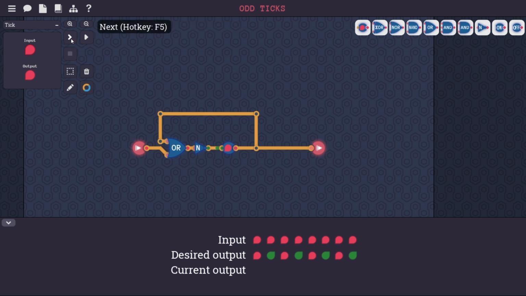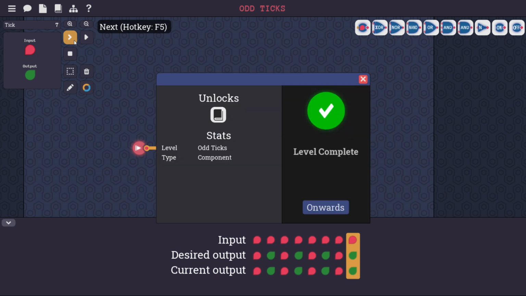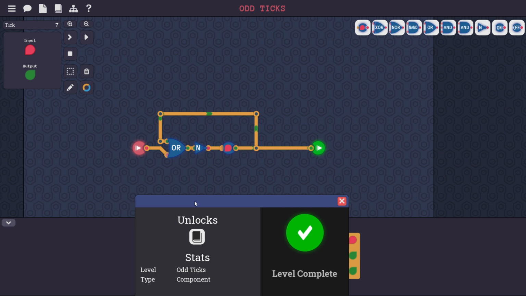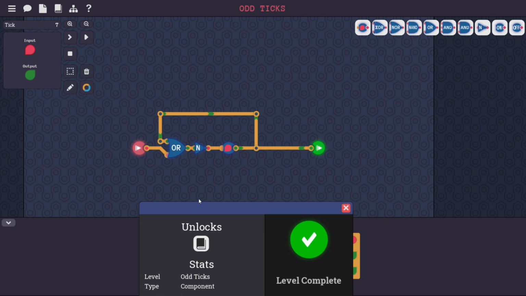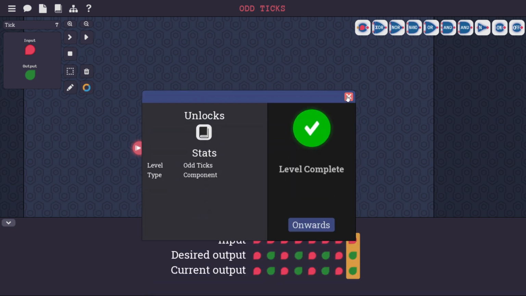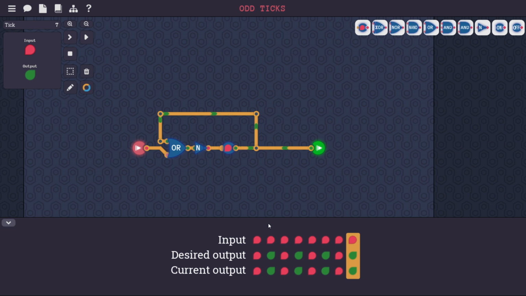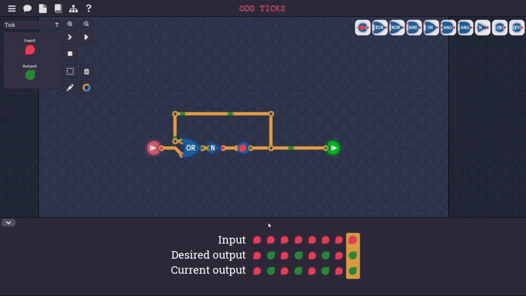So on the first tick, we can have it navigate over, the next tick it lights up, but now since we have an OR gate, it doesn't conflict with this, it influences that to the next tick, and the next, and the next, and the final one. Yeah, so that OR gate is the one which was able to help us detect odd number of ticks. And yeah, that's about it for the level.